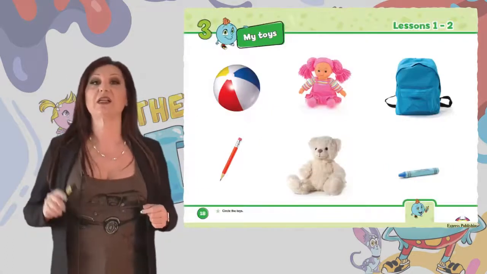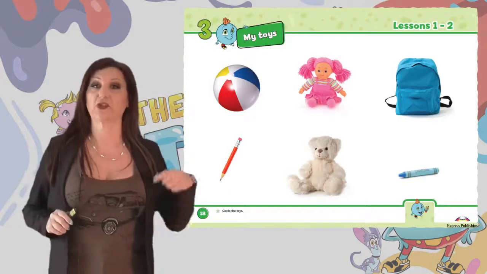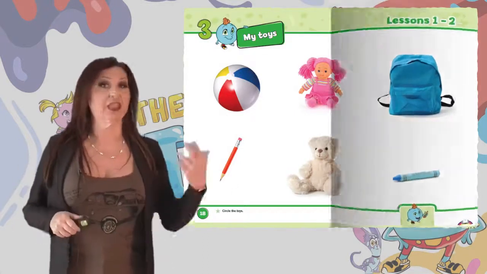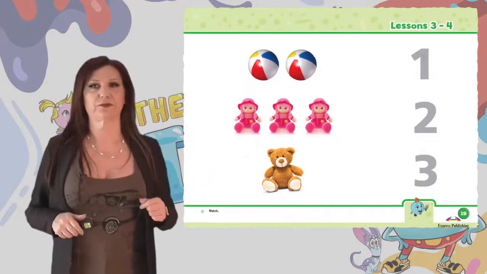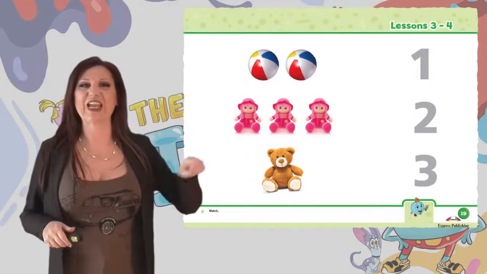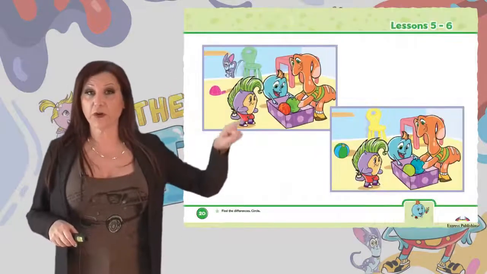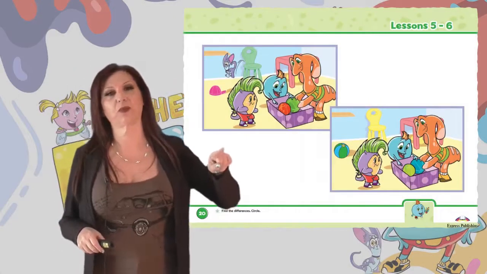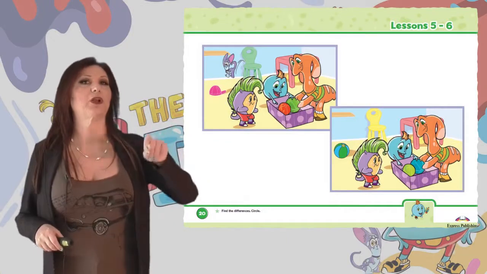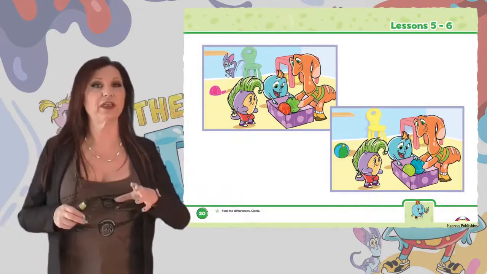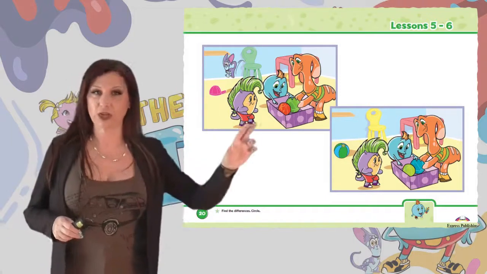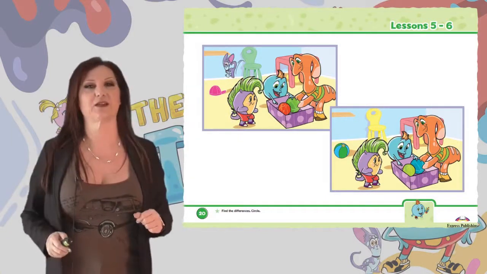As you can see here, this is the corresponding page for lessons 1 and 2. This is where we did the counting, so it's for lessons 3 and 4. And as you can see, we're recycling. For example, in the first vocabulary area, we learned some toys. In the second one, we learned some numbers. And here, we're putting them all together, combining toys and numbers to recycle.